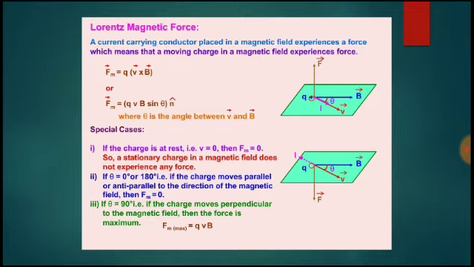See the second point. Suppose the angle between the velocity of the charge and the magnetic field is 0 or 180 degrees, if the charge is moving parallel or anti-parallel to the direction of the magnetic field.